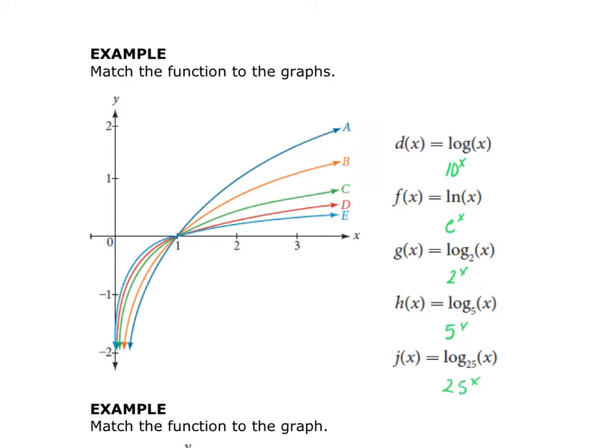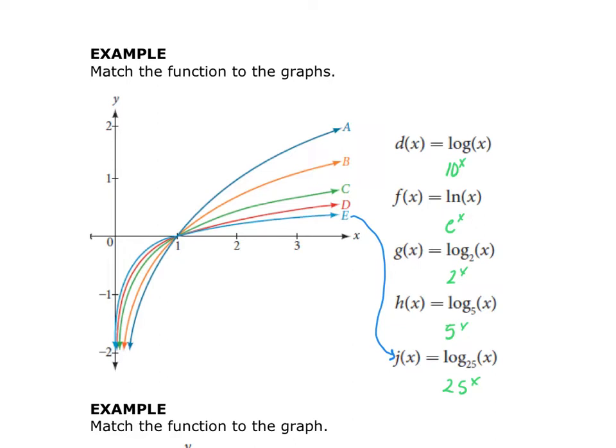Now, in exponentials, the larger the base, the closer I am to the y-axis. So when I do the inverse of that, the same thing holds true: the larger the base, the closer you are to the x-axis. So if I look for the one that is the closest, which is E and J, they must be together because they are the ones that have the largest base.